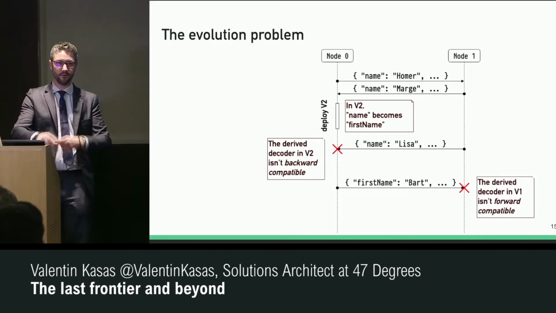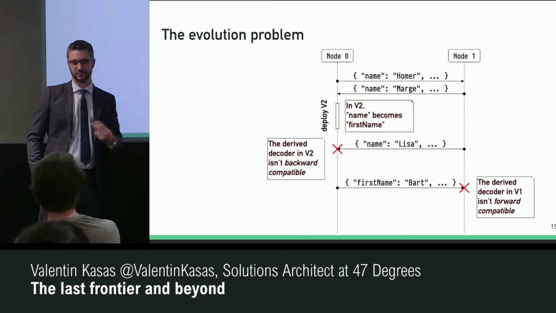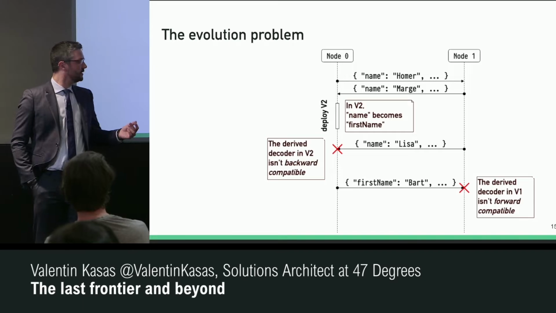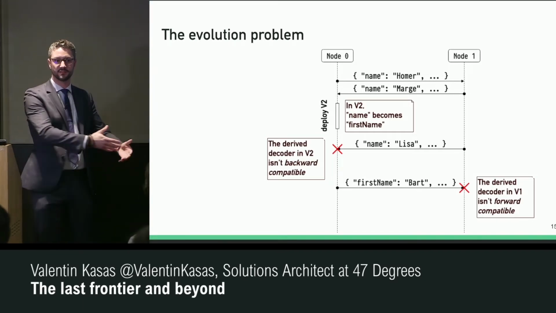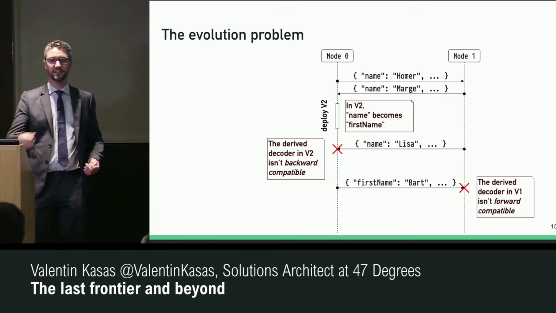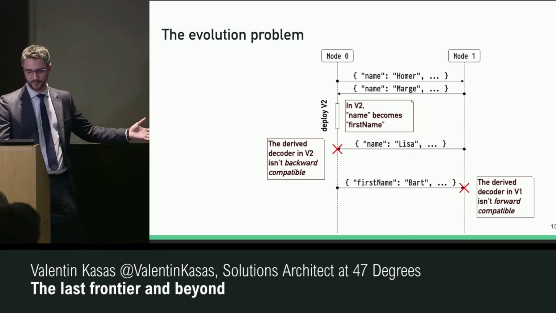And of course, the other way around, if the node 0 sends a version 2 message to the node 1 with a field first name, yes, that's it, the node 1 doesn't understand this because it doesn't know about this field, first name. That's a forward compatibility problem. The node 1 is not forward compatible with version 2. So that's the evolution problem.